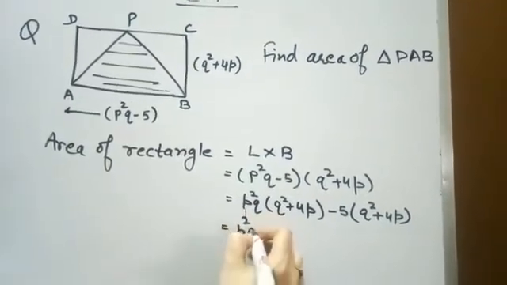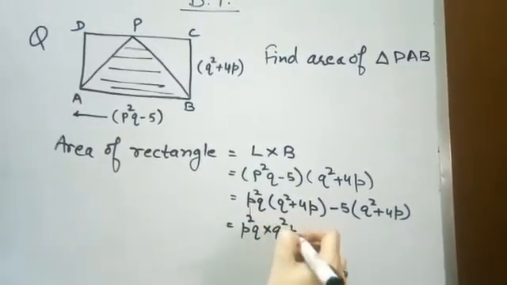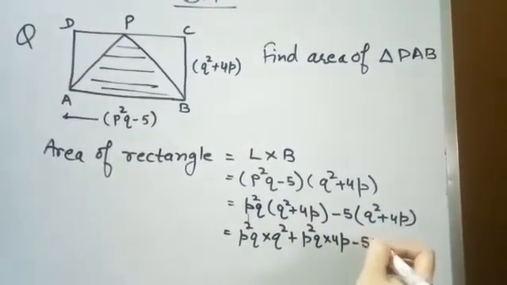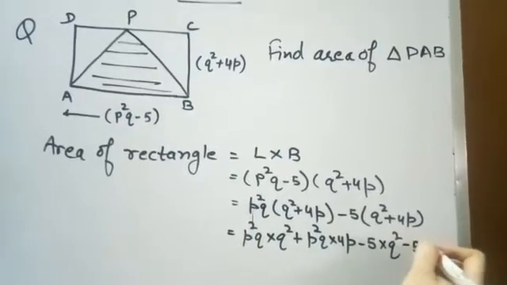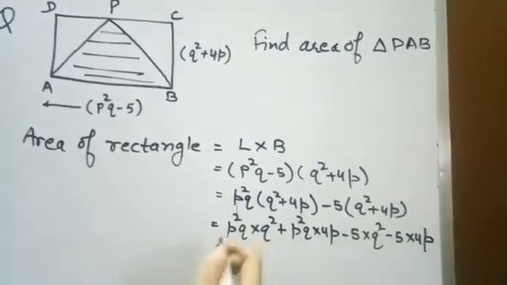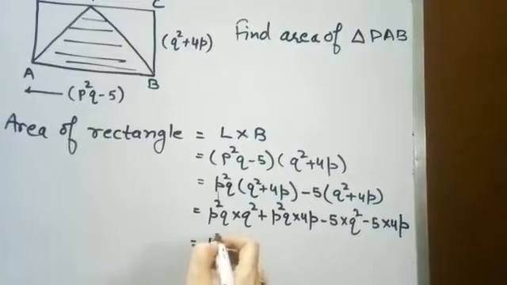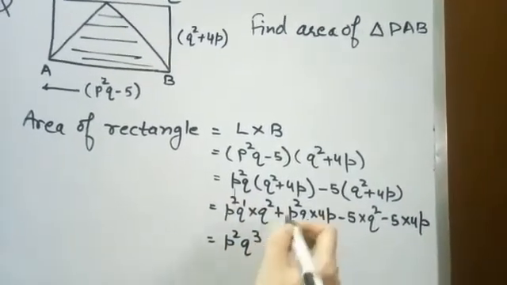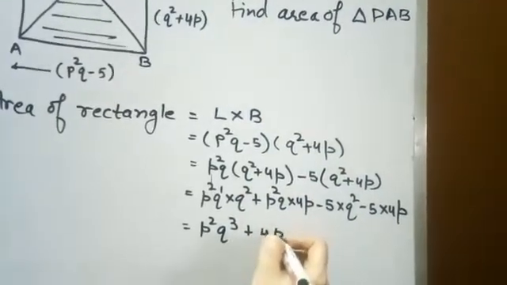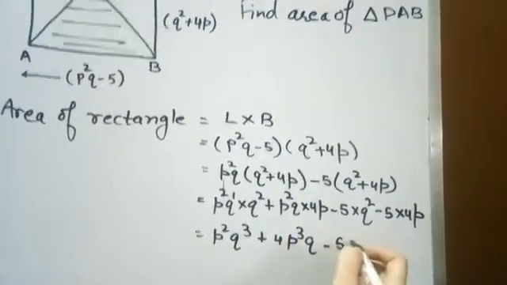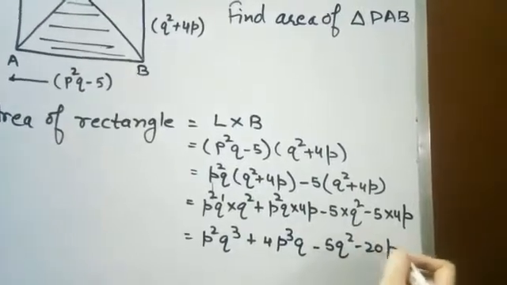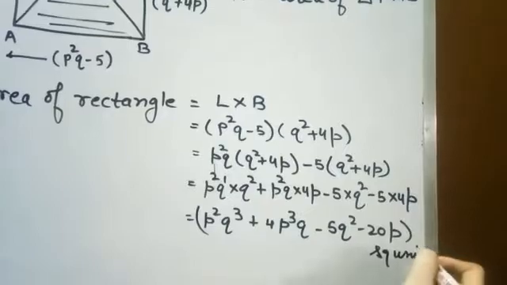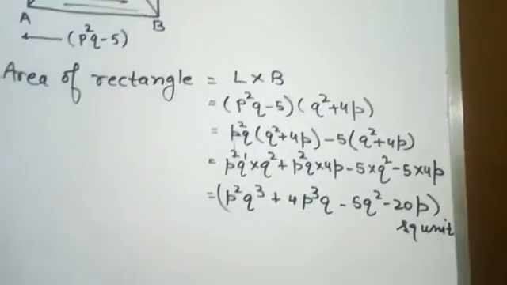P square q multiplied by q square, p square q into 4p, minus 5 into q square, minus 5 into 4p. Now p square q raised to power 1 into q raised to power 2, that is q raised to power 3. So we get p square q cube plus 4p cube q minus 5q square minus 20p. This is in square units because area of the rectangle is in square units.